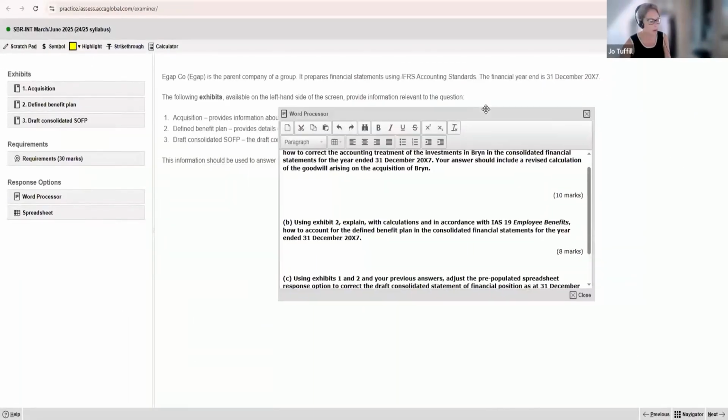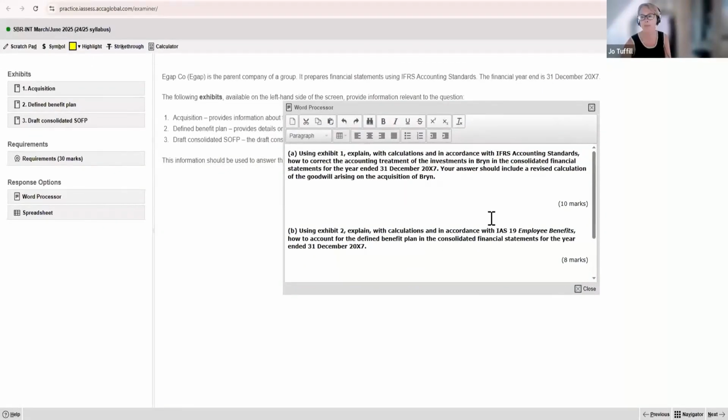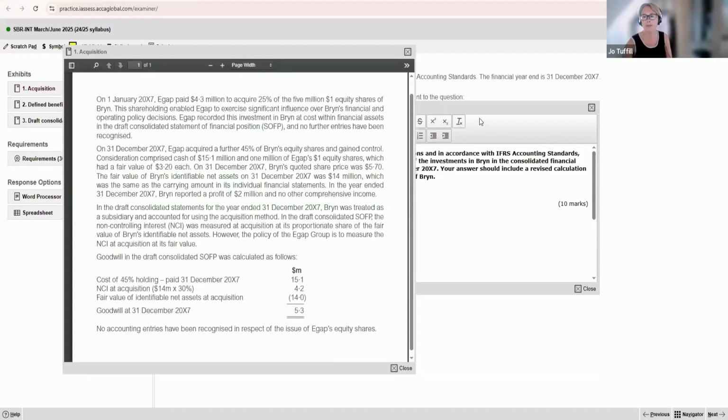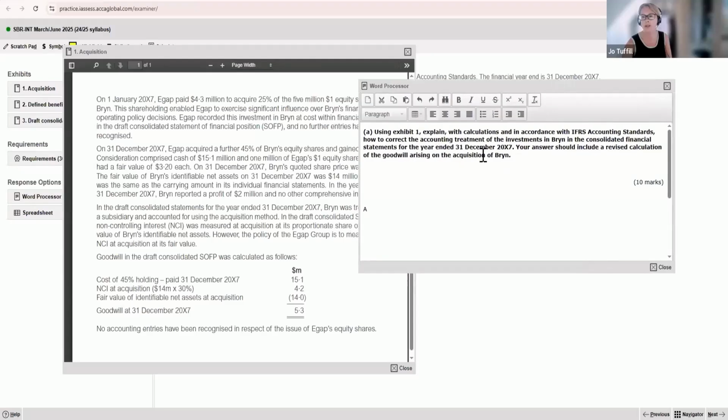I always want to paste the requirements into the word processor so that when I start typing underneath this, I know which part of the exam I'm doing. Okay, so I would start typing here. Okay, so I'm now going to open up the exhibit. Always reference the question when you're opening up the exhibits just to check. They want me to explain how to account for the investment in BRIN for the year ended 31st December and recalculate goodwill.